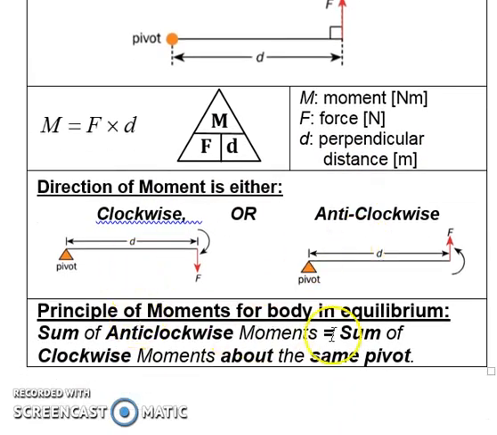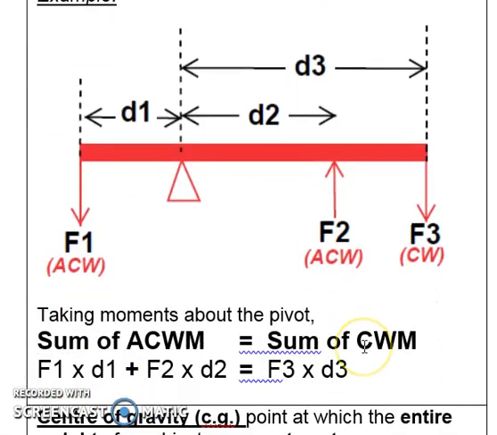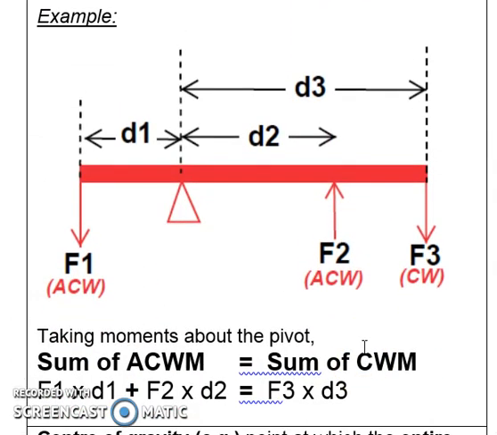Okay, principle of moments. You're going to need to know what this is. It means the sum of anti-clockwise moments equals the sum of clockwise moments about the same pivot. What do we mean? Basically, in short, this whole diagram summarizes everything.